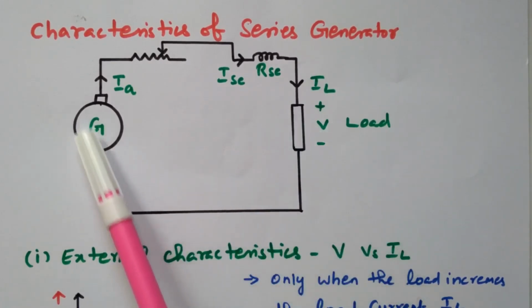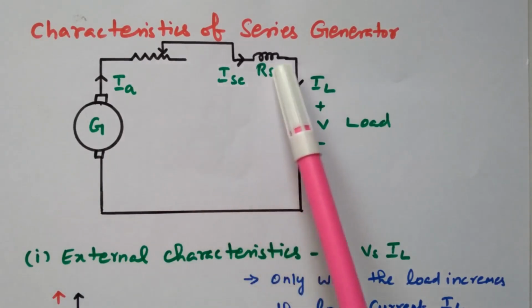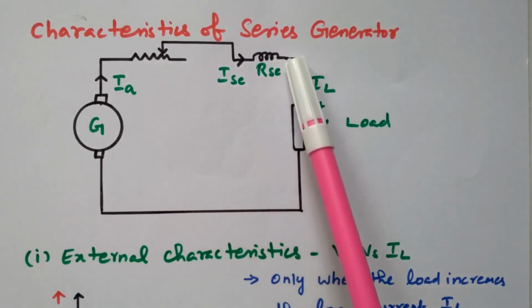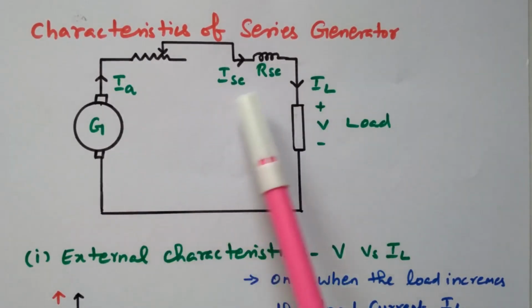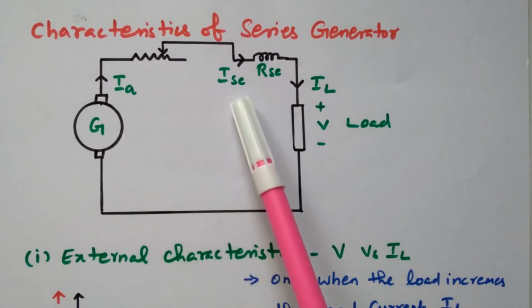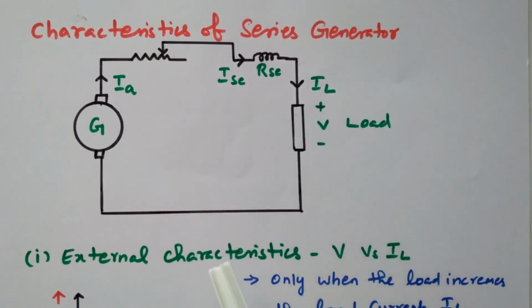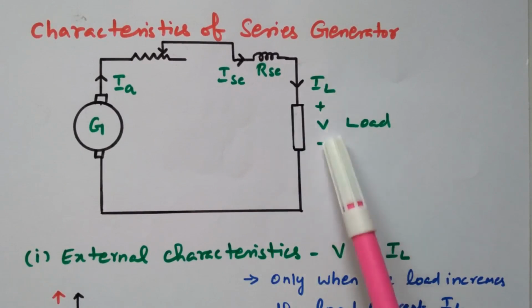Inside the generator, the current is generated. This is called the armature current. That is flowing through the series field winding, so ISC. That same current is flowing through the load also, that is IL. So IA equals ISC equals IL, because armature, field and load are all connected in series. So the armature current is equal to the series field current as well as the load current. First we will see the external characteristics, that is V versus IL. Internal means inside the generator, external means load side: the terminal voltage versus load current, V versus IL, right?